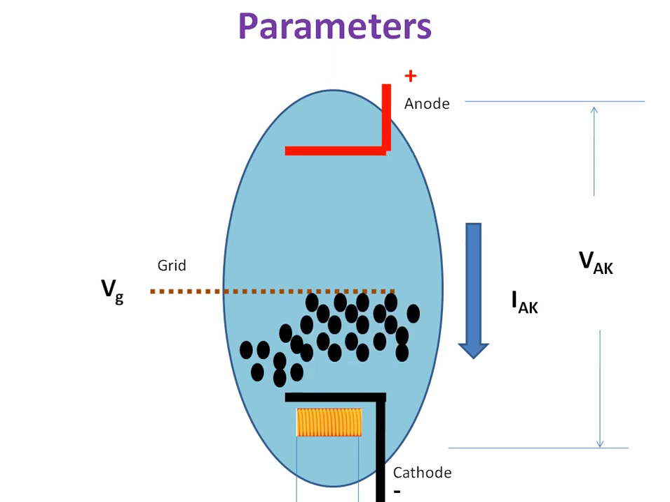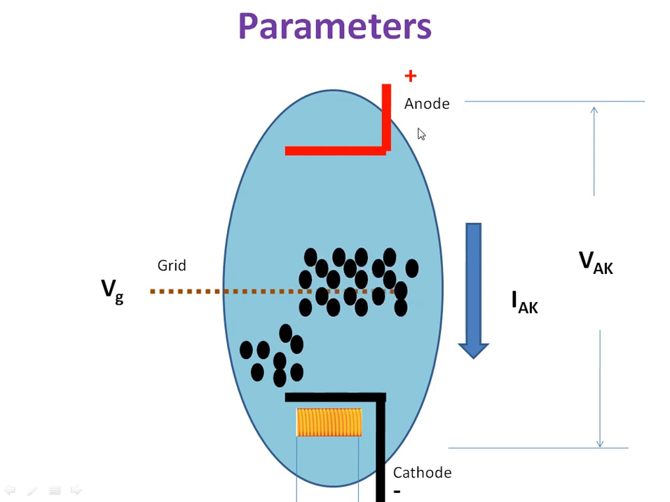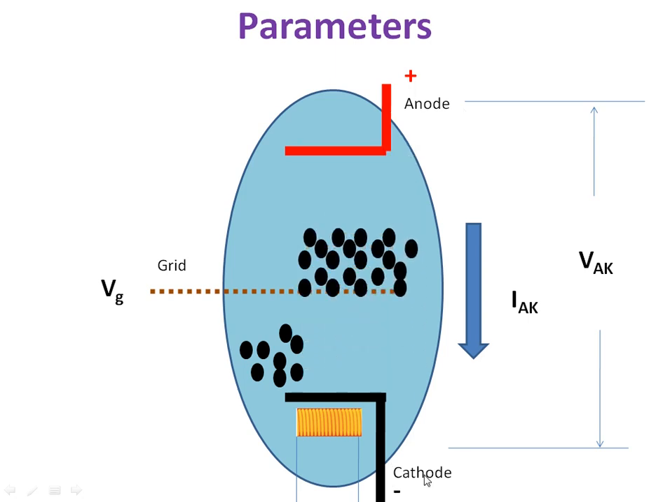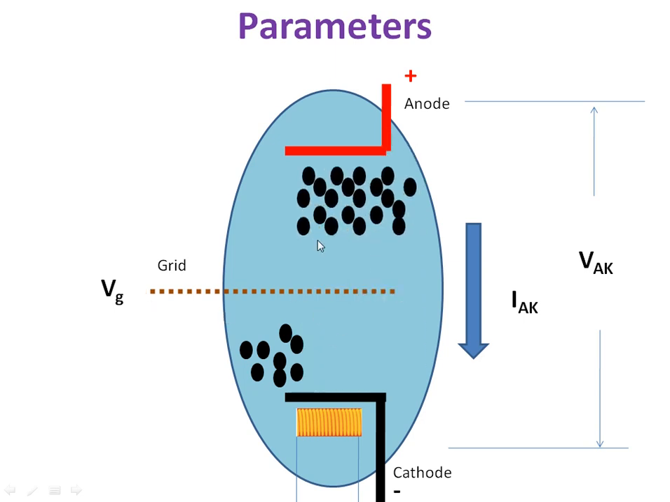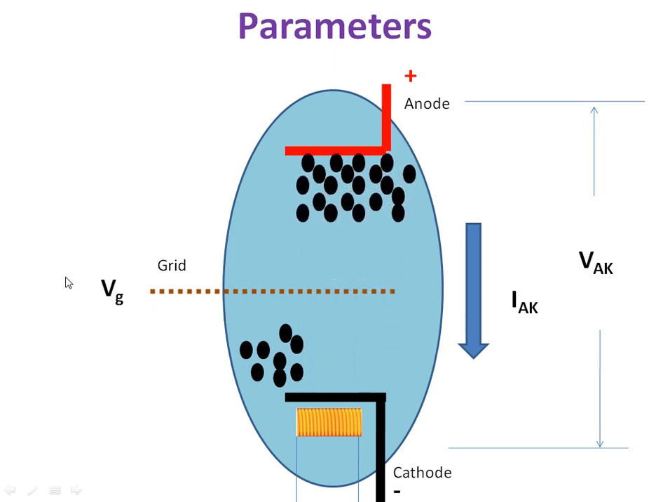This triode is an ancestor of the transistor. Your anode is known as the collector, your cathode is known as the emitter, because it is emitting the electrons, and the grid is controlling the electron flow. So the grid is known as the base.